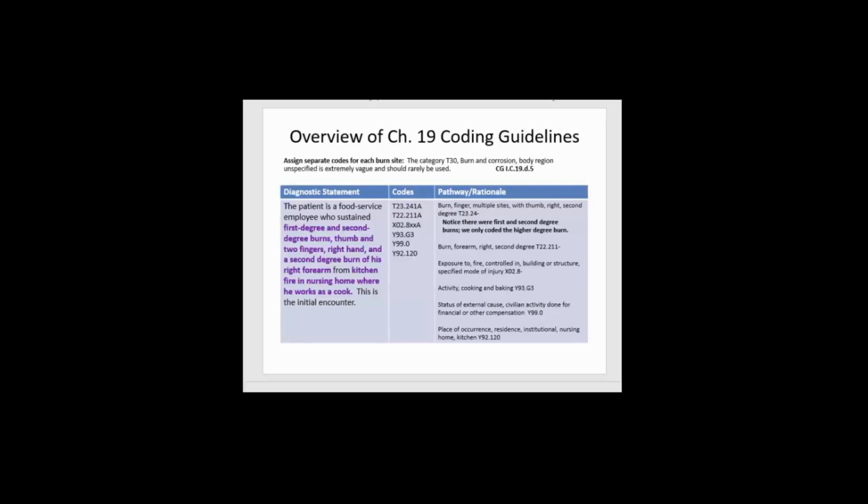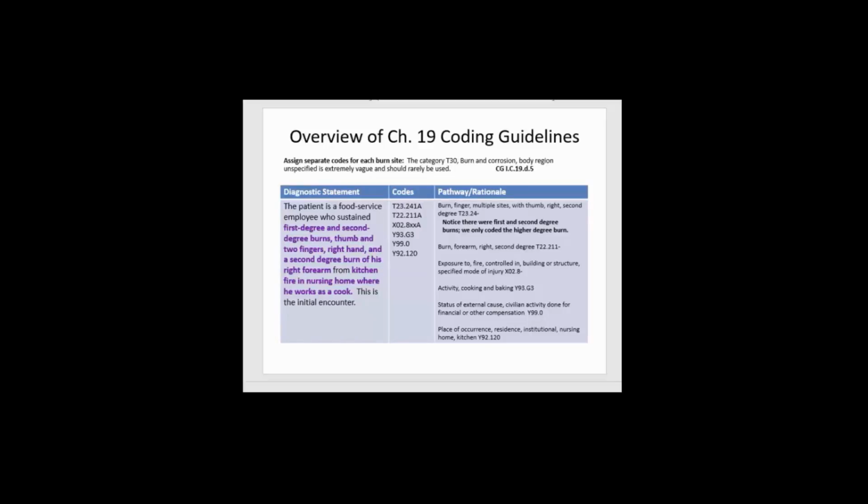Next guideline, assign separate codes for each burn site. This guideline is telling us that even though there is a classification for body region unspecified, it's a very vague term. We really don't want to use that unless it absolutely is our last recourse. It's better to have multiple burn codes that cover all these sites instead of having this vague T30 code.